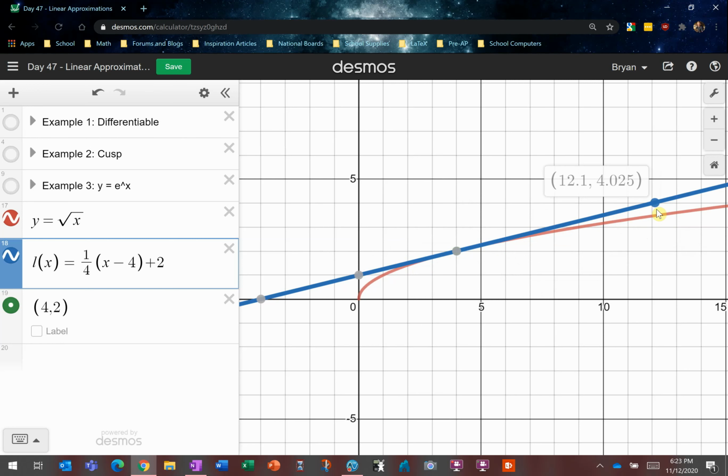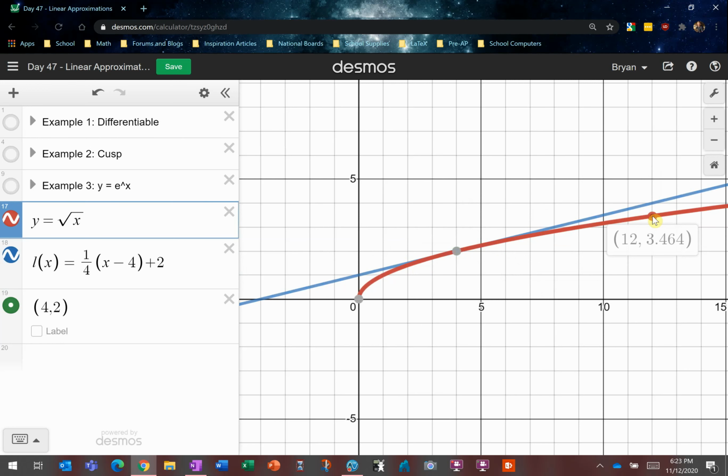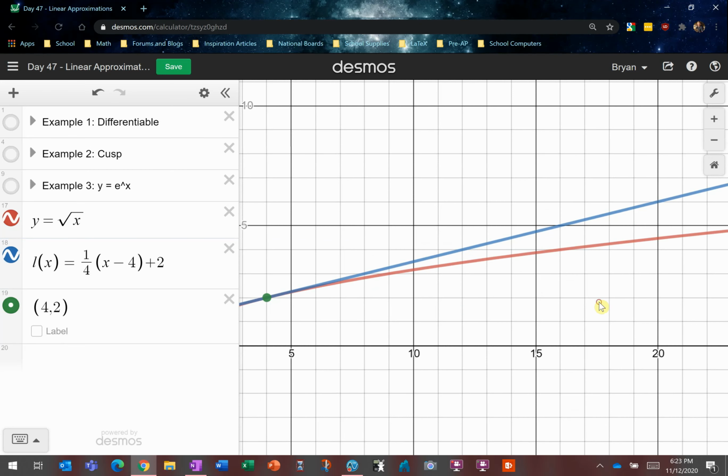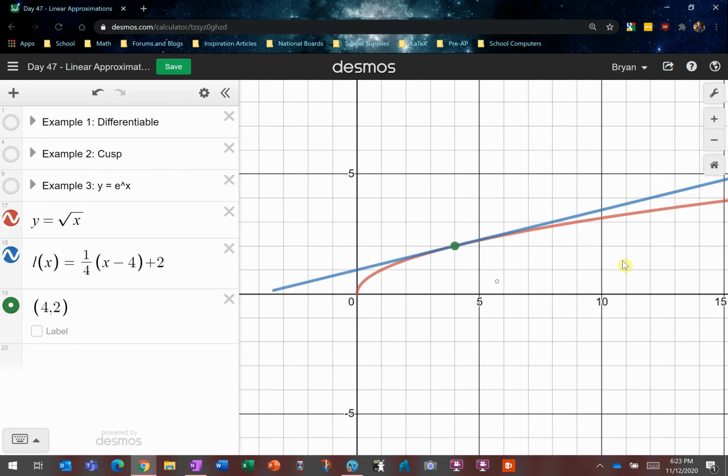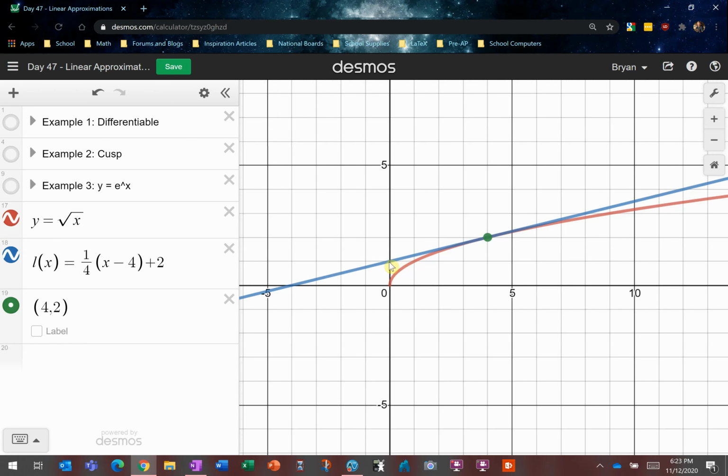If we compare over at like 12 here, 12 on my tangent has a value of 4. 12 on my square root has 3.4, so it's like 0.6 off. That's not super far off. But of course, the further out we go, the further off we get. And then over here, the furthest we're ever off is 0, 1 versus 0, 0. We're off by 1 here.